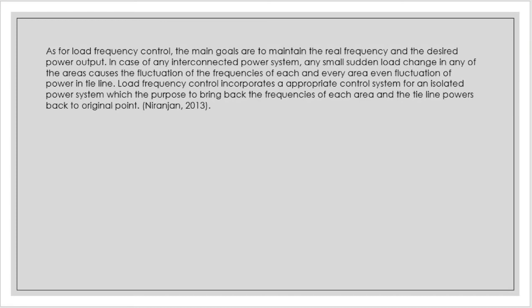In case of any interconnected power system, any small sudden load change in any of the areas causes the fluctuation of the frequencies of each and every area, even fluctuation of power in the entire line. Load frequency control incorporates an appropriate control system for an isolated power system, with the purpose to bring back the frequencies of each area and the tie line powers back to the original point.